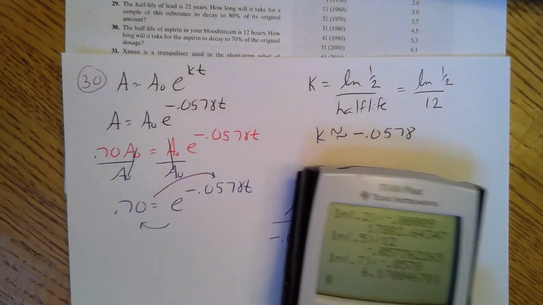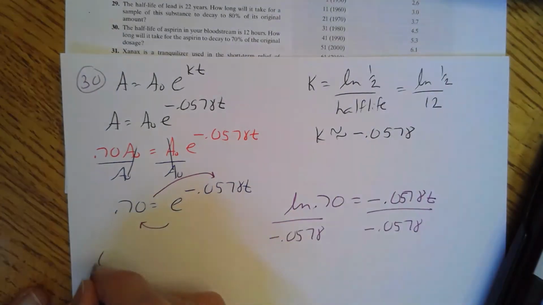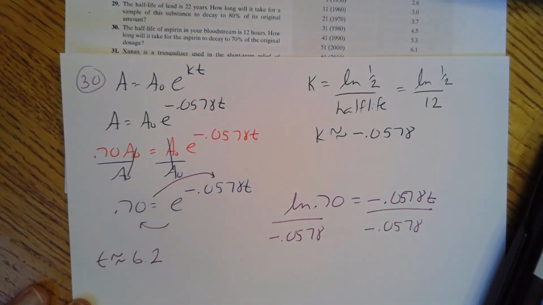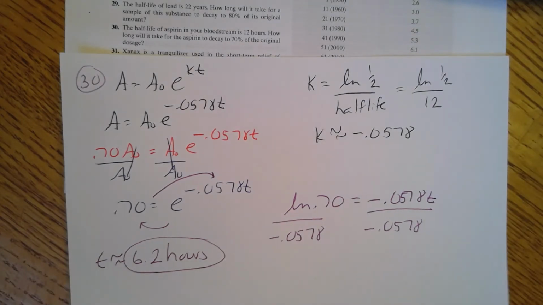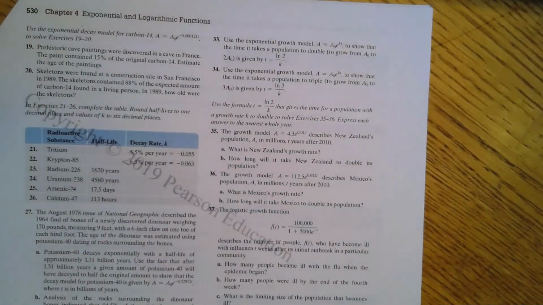So how long will it take? We'll just round to the nearest second decimal place, so 6.2. So t is approximately 6.2, and this one was for hours, so 6.2 hours. It would take that long to decay to 70% of the original dosage. I hope you feel fairly comfortable with the percent problems. Again, there's all kinds of different ones you could get. Let's try one more together, and maybe a couple more. Let's look at 36.